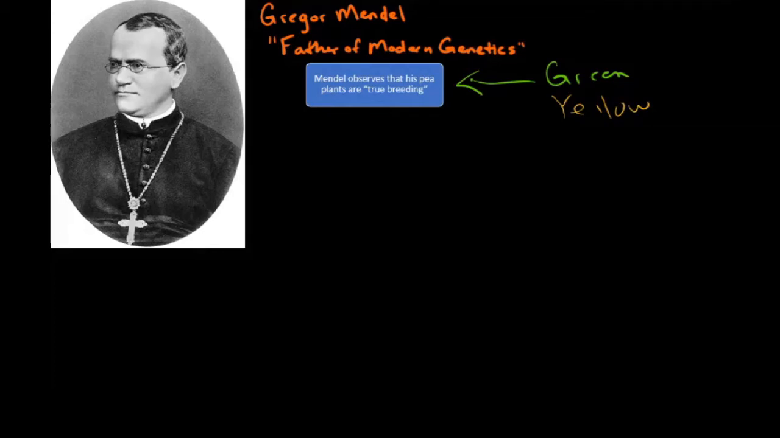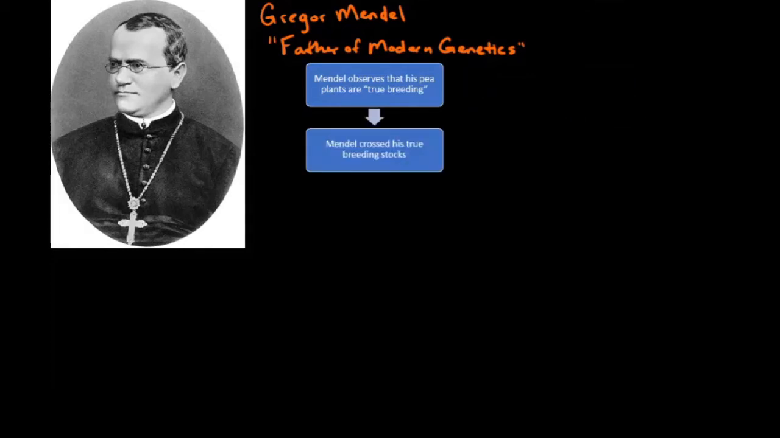And so he got the idea. He says, okay, well, this is going on. When I cross these together, they always produce green, they always produce yellow. And so he got the bright idea. He says, but wait, what if I cross these true breeding stocks? So what if I took my green pea plants and I crossed them with the yellow seeded pea plants? What would happen? What am I going to get? And so this was kind of the second in this series of events here.